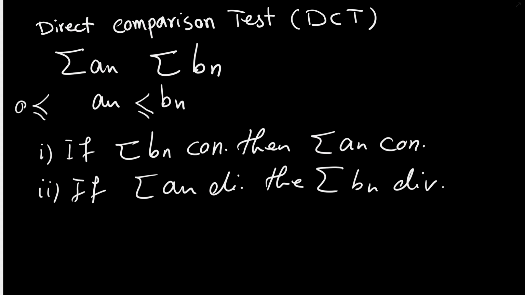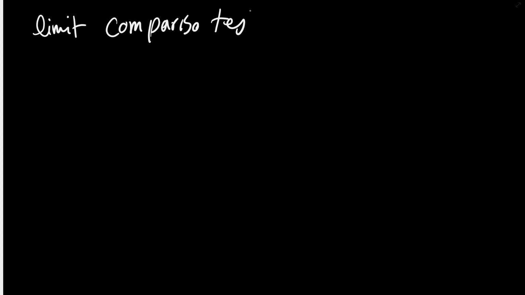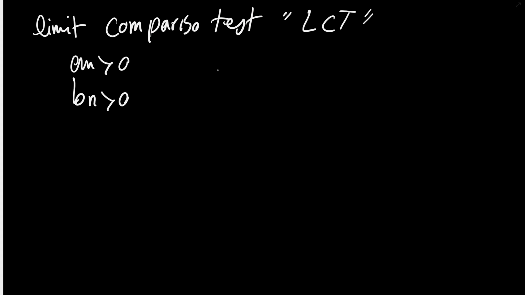Another test is the limit comparison test, or LCT for short. We use the limit comparison test in the case that we cannot compare the sequence an and the sequence bn. We still know that all terms of an are positive, all terms of bn are positive, but we don't know if an is greater than bn or bn is greater than an.